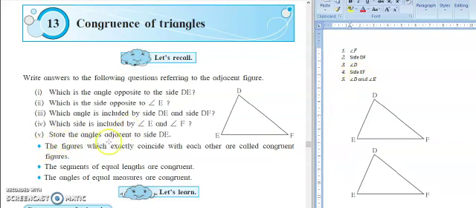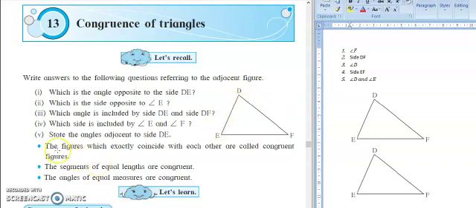Fifth question, state the angles adjacent to side DE. This is the side DE. The angles which are adjacent to side DE are this angle E and this angle D. So the fifth answer is angle D and angle E. These angles are adjacent to side DE.